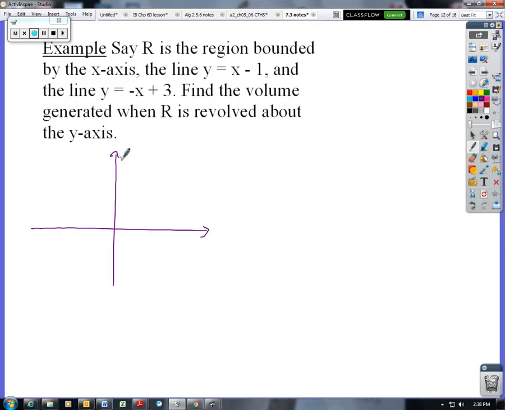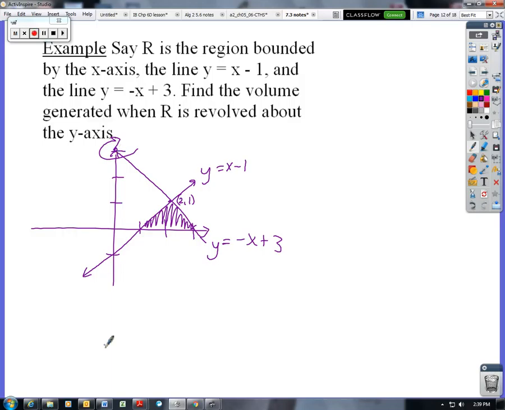Okay, we've got the x-axis, the line y equals x minus 1, and the line y equals negative x plus 3. And they happen to cross, if you count the slopes, at (2, 1). So R is the region bounded by the x-axis and these two lines. So it's this little triangular region here. And we are going to be revolving it about the y-axis.